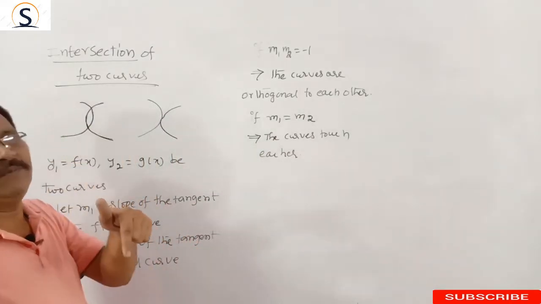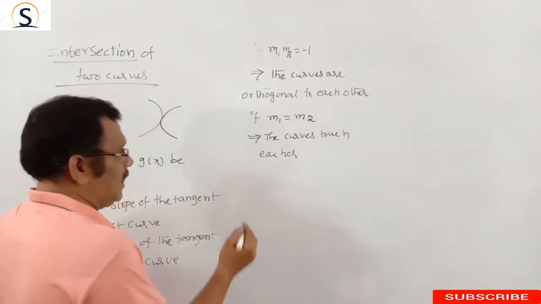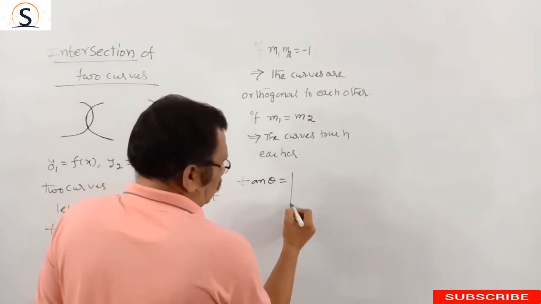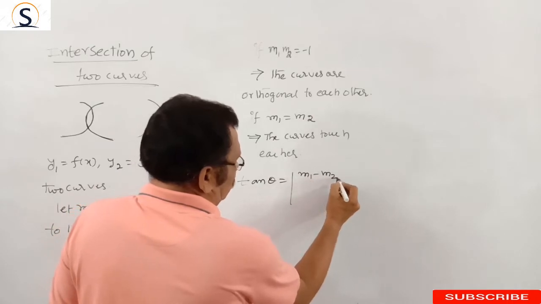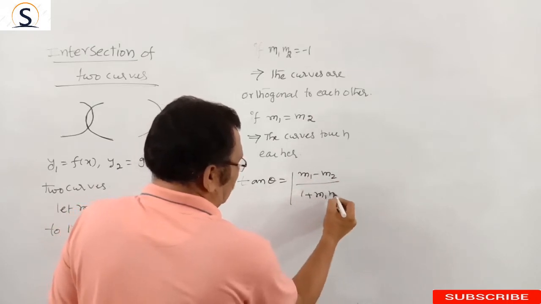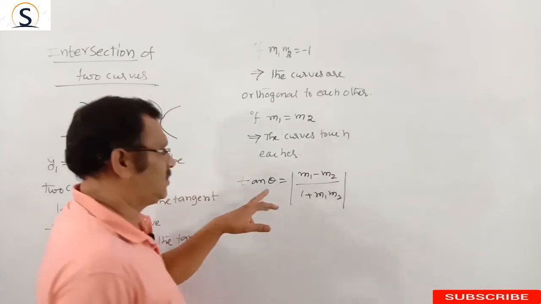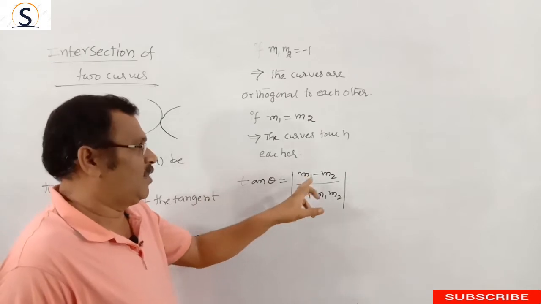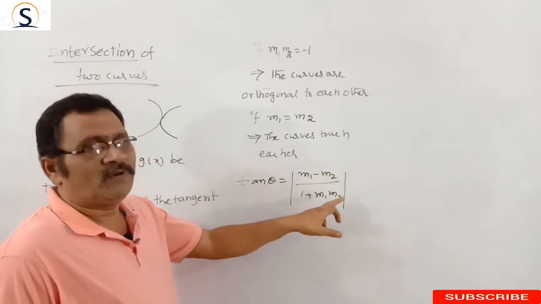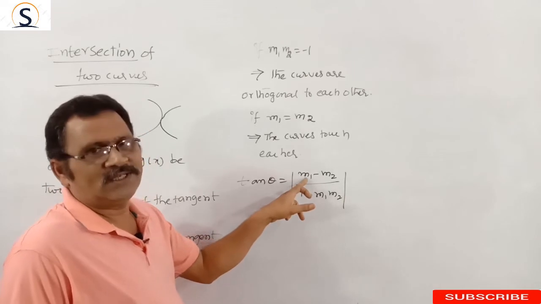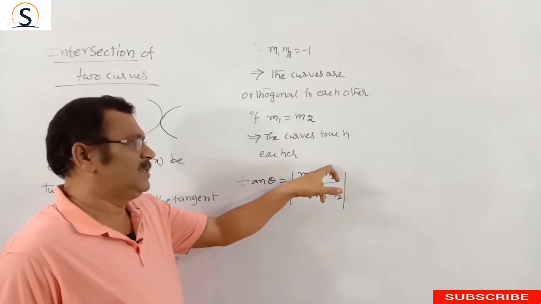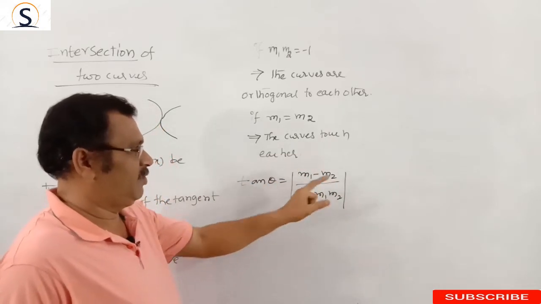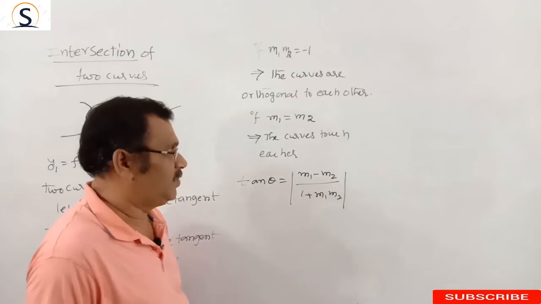If they intersect but are not orthogonal, you get some angle theta. Then the tan theta formula is given to you: mod of m1 minus m2 by 1 plus m1 m2, right? So this is to find the angle between two curves. You find tan theta, that is m1 minus m2 by 1 plus m1 m2, where m1 is the slope of the tangent to the first curve, and m2 is the slope of the tangent to the second curve.